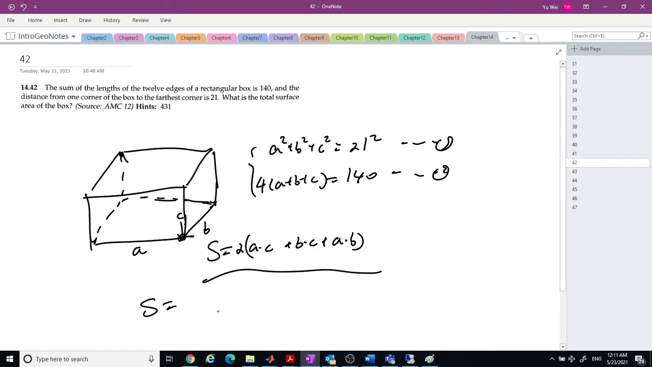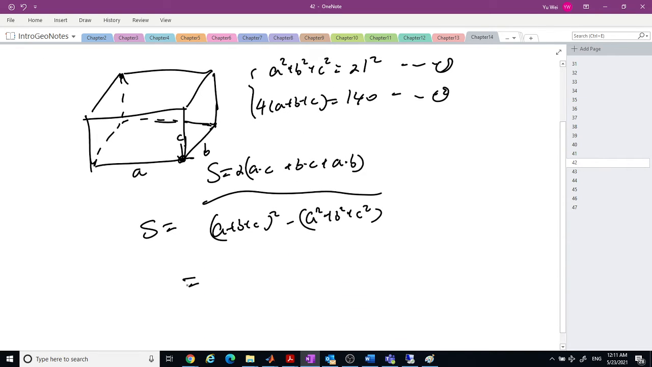S is equal to this, which is A plus B plus C, all squared, minus A squared plus B squared plus C squared, right? So this means it is 35 squared minus 21 squared, right? So we use the difference of squares, then it will be 56 times 14. So the answer is 784.